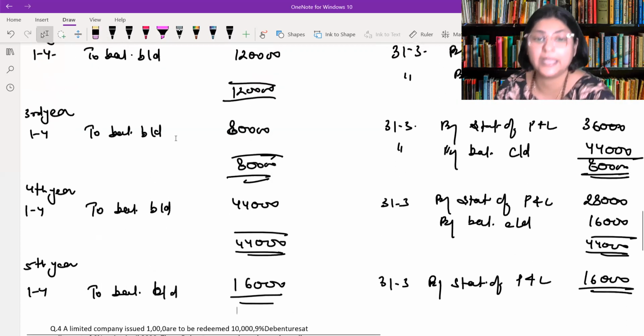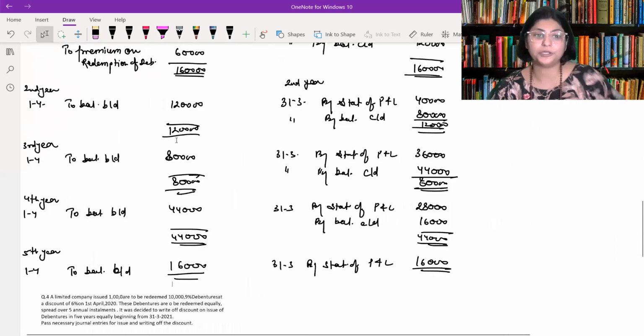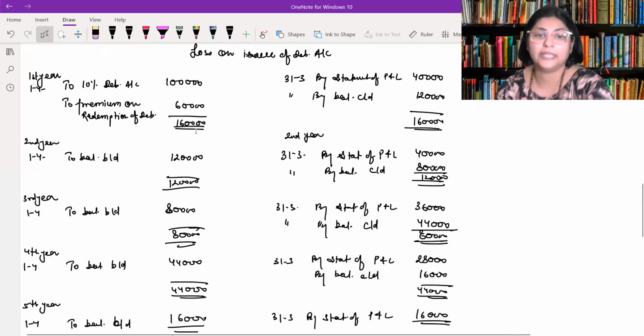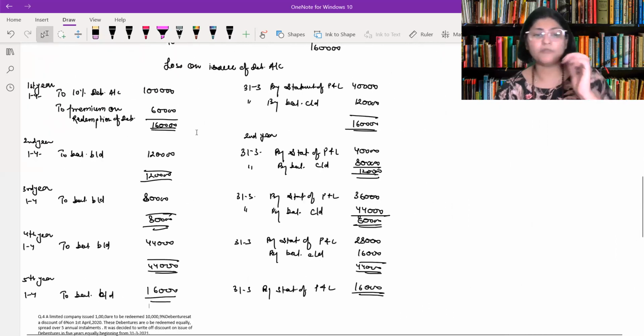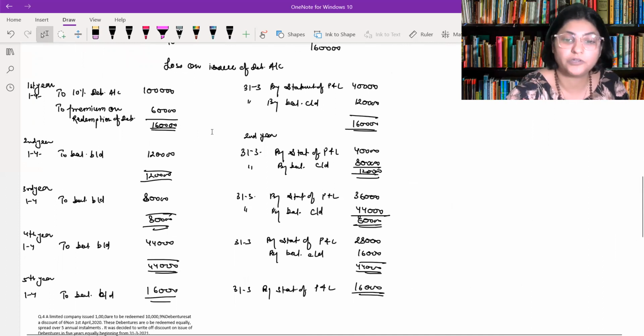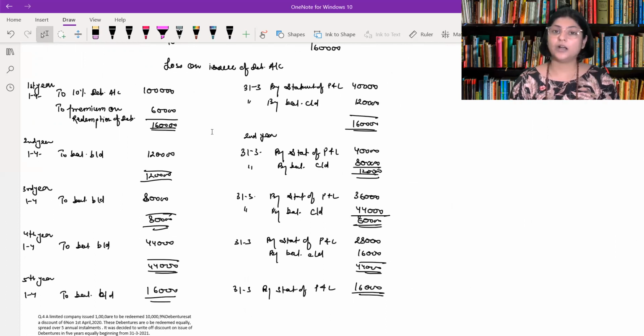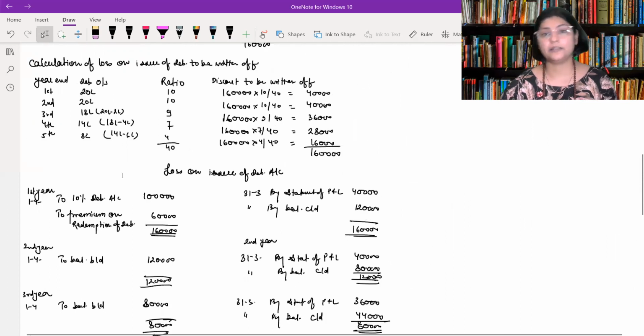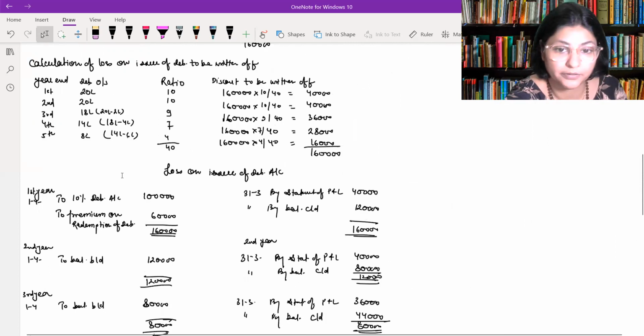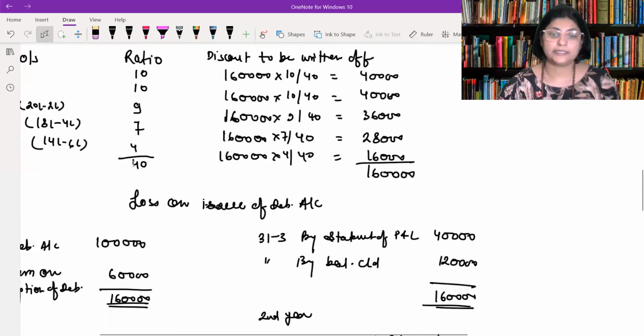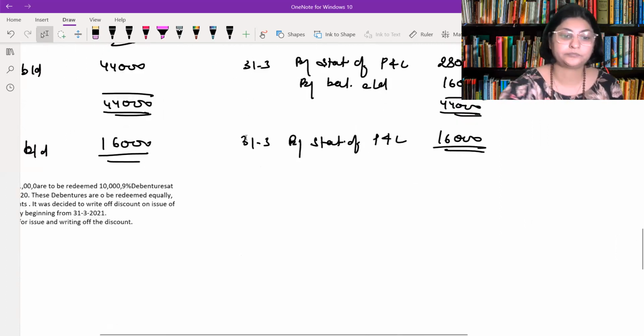You can see the entire information together over here. We have done the entire thing in one account called loss on issue of debenture account. Over here, we keep showing each year how much we are writing off from the loss on issue of debenture to the statement of profit and loss. Okay, very simple. Once your calculation is done correctly under this table, the rest of the things are going to be pretty simple for you. Let us go ahead and see what is the next question.